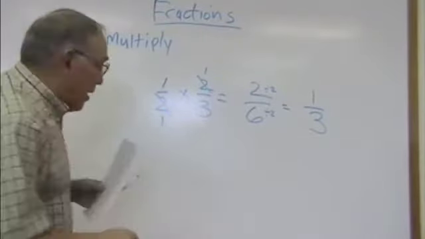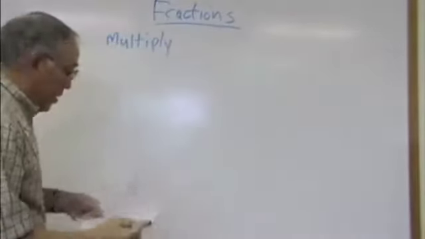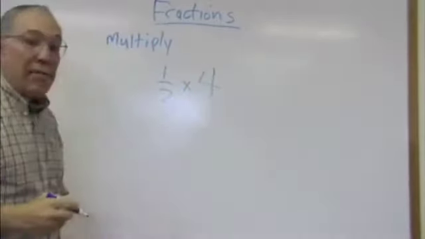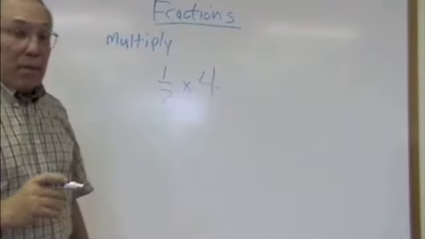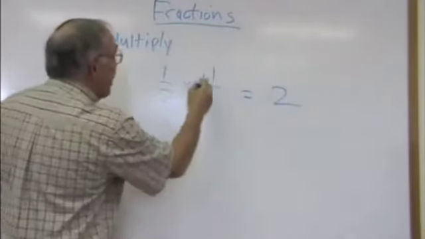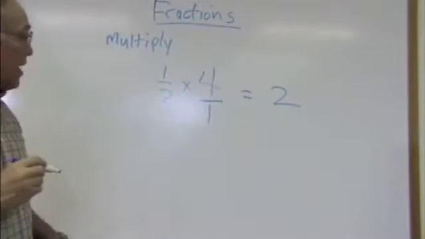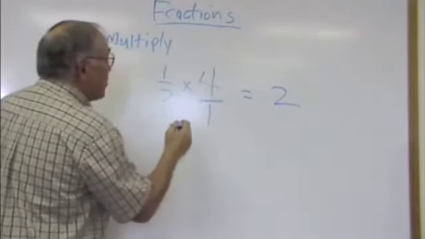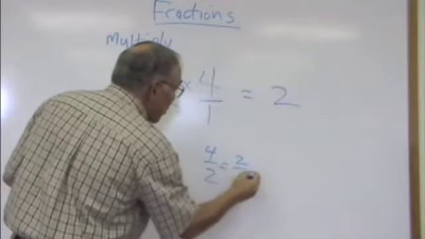What if we have a whole number involved? What if we have a problem like 1/2 times 4, or 1/2 of 4? Well, if you have $4, what's half of 4? We know the answer is 2. All we have to do here is change this whole number into a fraction. We're just going to put a 1 underneath it, a 1 for the denominator. Now we have the same situation. 1 times 4 is 4. 2 times 1 is 2. That would be 4 halves, which would reduce to 2 over 1.